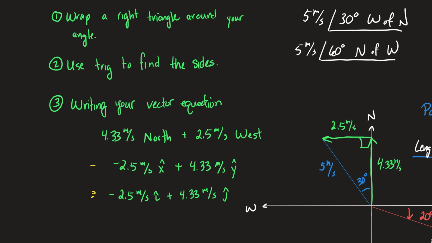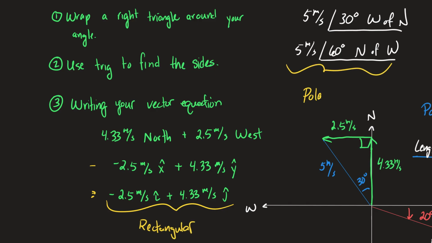What this is, rectangular. And this is polar. What we just did was took a polar vector and converted it to its rectangular counterpart. And these represent 3 different ways that you could write it.